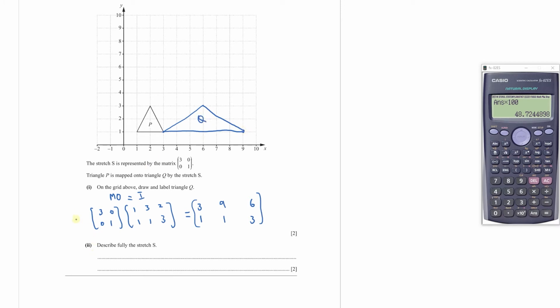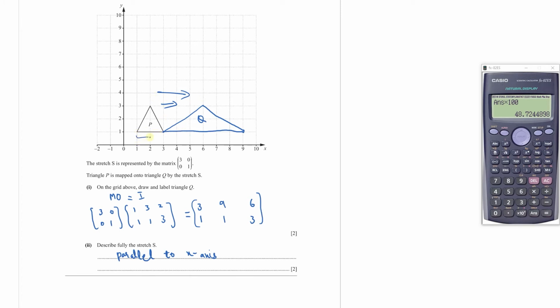So this is the triangle Q. Describe fully the stretch S. So the stretch is in this direction, so it is parallel to the x-axis, and the other element that we need is the stretch factor. The stretch factor will be the length in the image divided by the length in the object, and the length we need to find is the one that is parallel to the stretch. So the stretch is in this direction, so this length is parallel to the stretch.